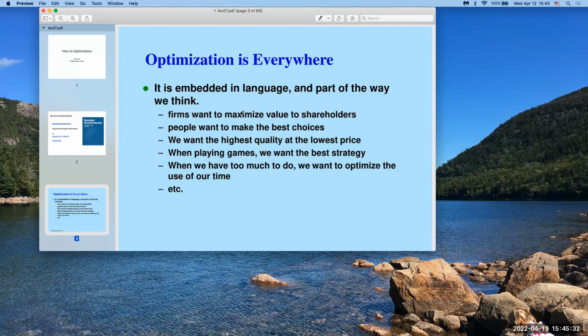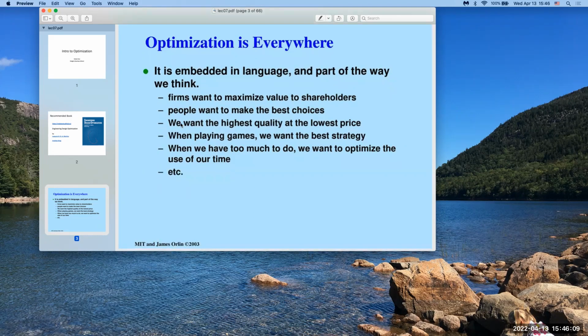For example, let's take several quick examples. Firms want to maximize value to shareholders. When you see words like minimize or maximize, that's about optimization. Sometimes we want to make some optimal choice. We have several options, and the combinations of them are very complex. We are limited by maybe money, by time, and maybe other resources, so we want to make the optimal choice.